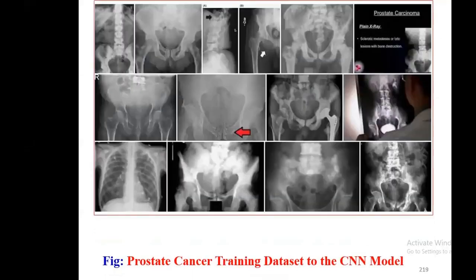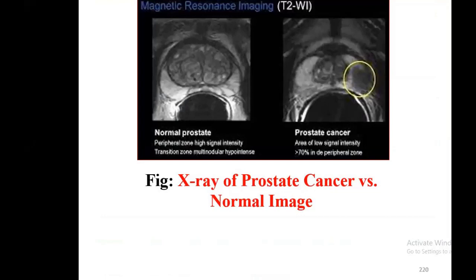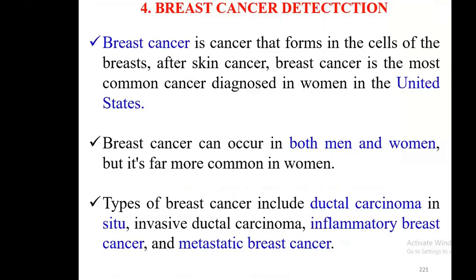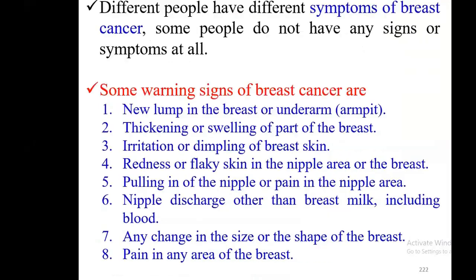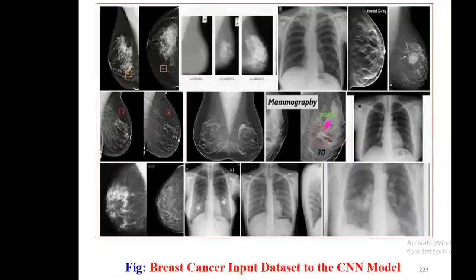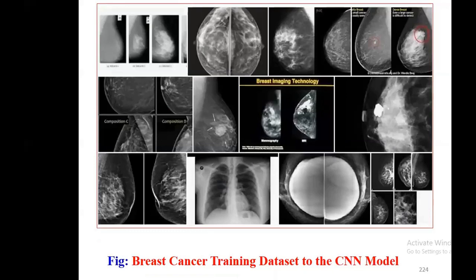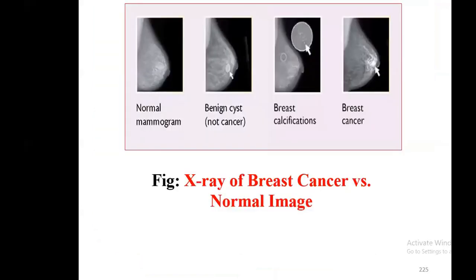This is the training data set, and this is the testing data set. I have tested with an external image. It gives the prostate cancer versus normal image. Then breast cancer, same as before, I have collected breast X-ray images. These are the symptoms of breast cancer. These are the X-ray images I have taken, and this is the training data set. This is the final output. I got X-ray of breast cancer versus normal image.